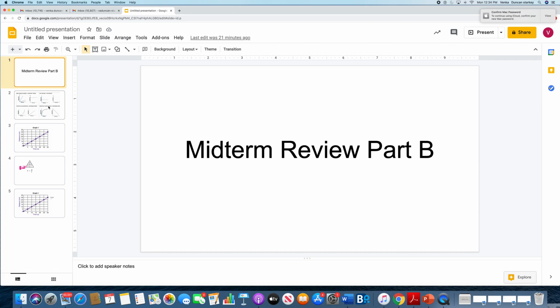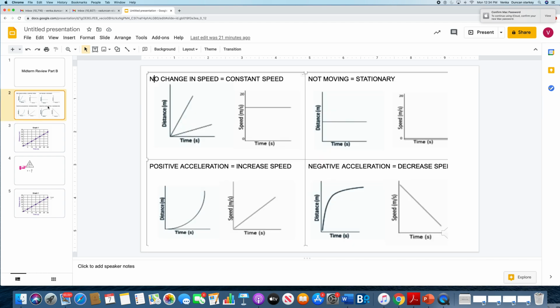In this presentation, we're going to be discussing speed graphs and calculating speed. To begin with, here are the different speed graphs. You have a distance time graph and a speed time graph. To determine what type of graph you have, you have to look at the axes.